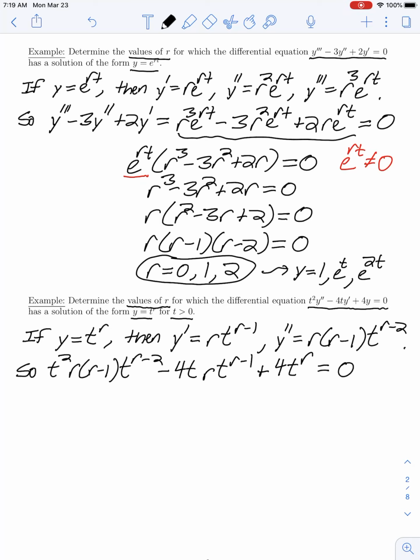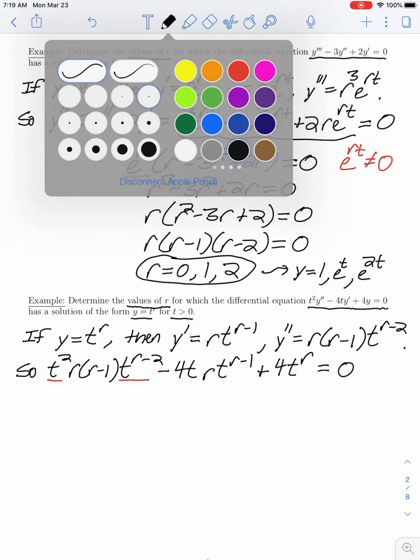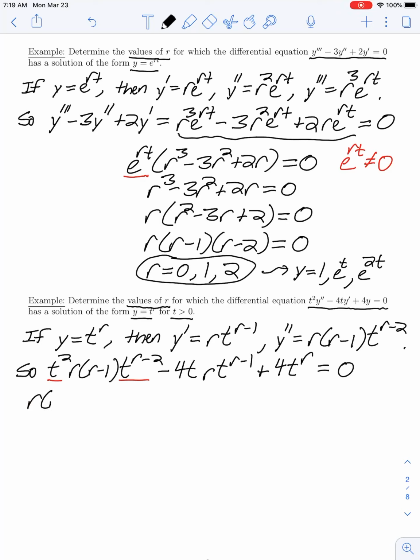So now the expression that we're left with on the left-hand side isn't quite as simple as what we had in that previous example, so we need to start by simplifying some terms. So if we look at this first term, we have a t squared times t to the r minus 2 power. So if we're multiplying these power functions with the same base, we would add our exponents, and we're left with r times r minus 1 times t to the r power.